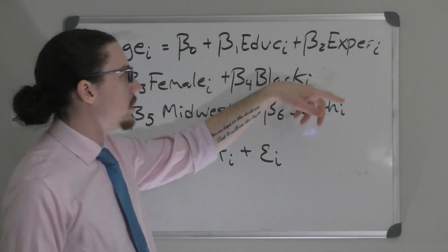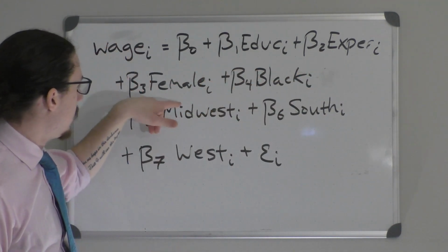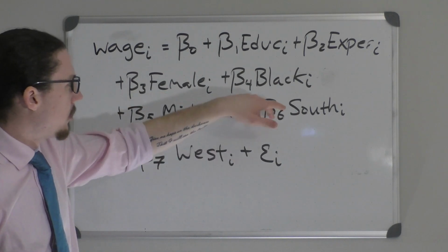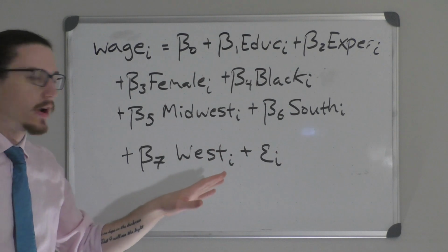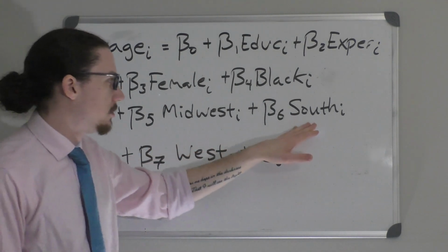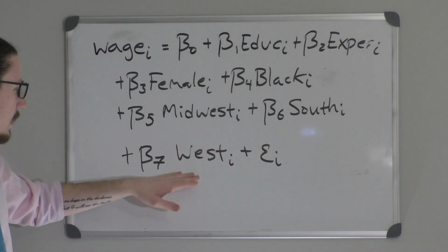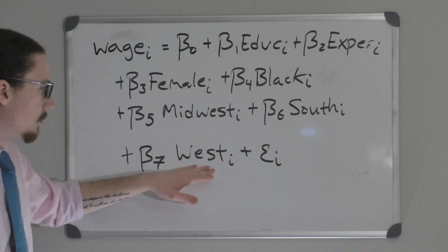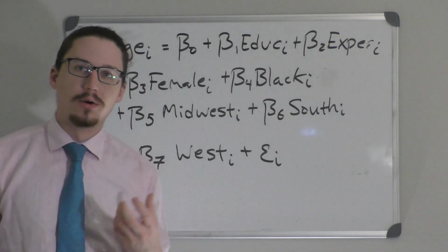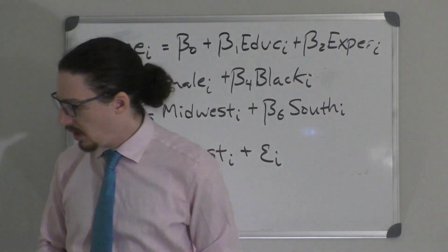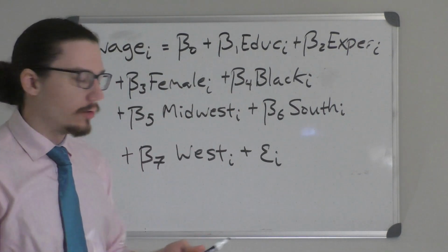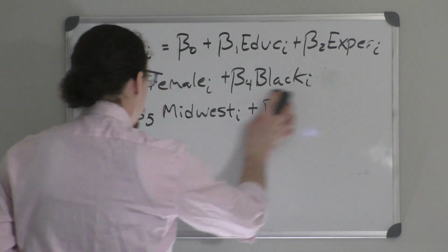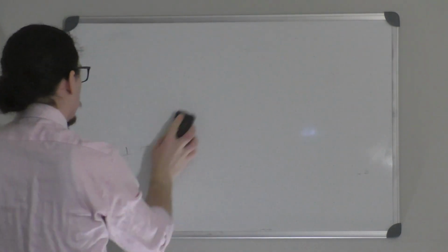Wage is a function of our constant plus beta 1 times education I plus beta 2 experience I, plus beta 3 female, beta 4 black, and then our 3 regional dummy variables, beta 5 Midwest plus beta 6 South I plus beta 7 West I, and then of course we've got our error term. Once we've got that model and we have our data, we can go ahead and run that regression.